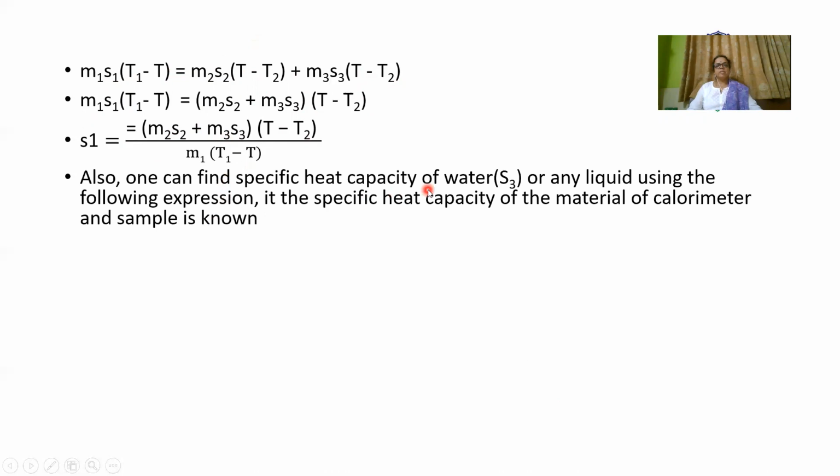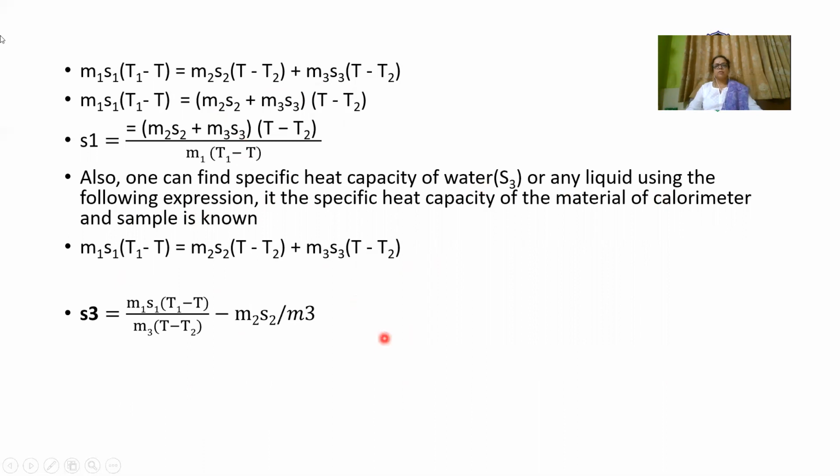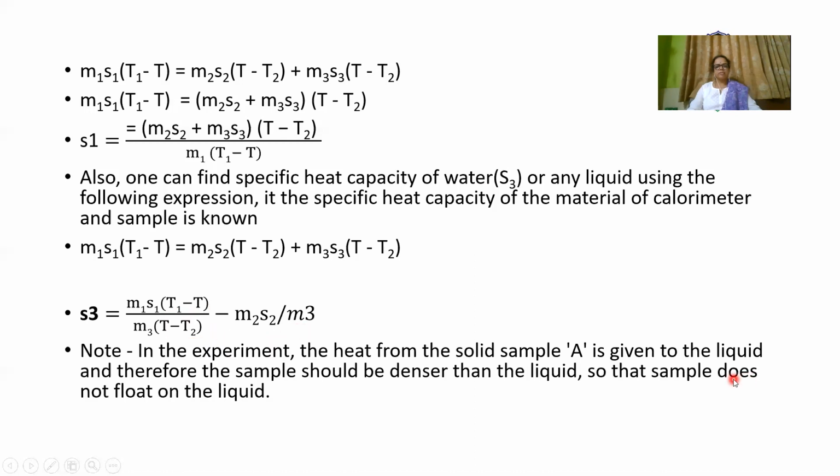Also, one can find specific heat capacity of water or any liquid using the following expression, if the specific heat capacity of the material of the calorimeter and sample is known. Again writing the same equation, equation 1: M1S1 into T1 minus T equals M2S2 into T minus T2 plus M3S3 into T minus T2. We can derive the expression for S3 as M1S1 in bracket T1 minus T upon M3 in bracket T minus T2, minus M2S2 upon M3.